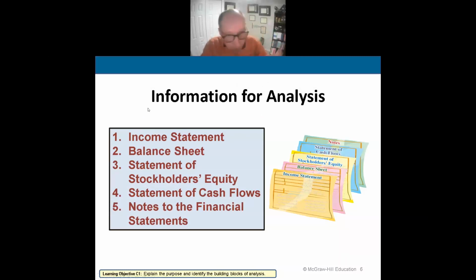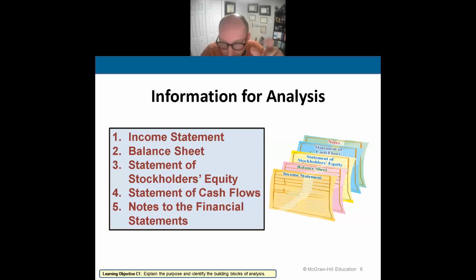So when we look at analyzing the financial health of the company, of course, we're looking at the financial statements: the income statement, the balance sheet, the statement of stockholders' equity, also known as statement of retained earnings, statement of cash flows, and then any notes. Income statement has revenue and expenses. Revenue comes from sales. Revenue comes from sales minus cost of goods sold equals gross profit.